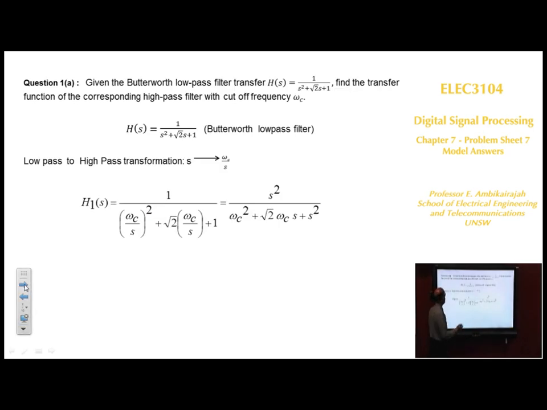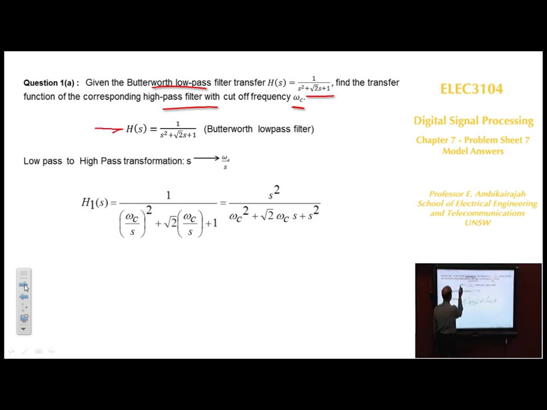First question is basically you've been given a Butterworth low pass filter and the transfer function is given in the S domain, and you need to translate this into a high pass filter with a cutoff frequency omega c. So it's a simple transformation that you need to do.